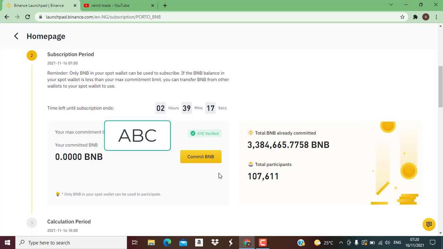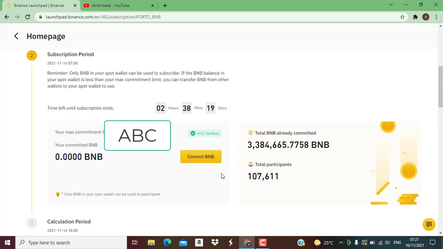What Binance will do is they will do the calculation period after the subscription period, and they will give you the total number of Porto token that you will get based on their calculation. Let's say, for example, you were holding 50 BNB for the past 10 days. They will give you 2 BNB worth of Porto token, and they will return the other 48 BNB back to your account. That is how it works. It is not that if you commit the entire 50 BNB you were holding for the past 10 days, they will give you 50 BNB worth of Porto token. It does not work like that. So you have to understand how it works.